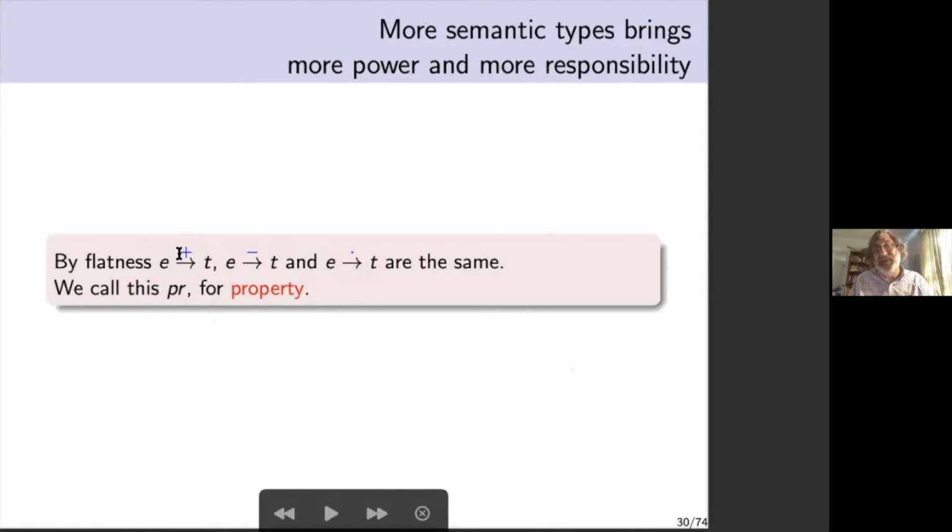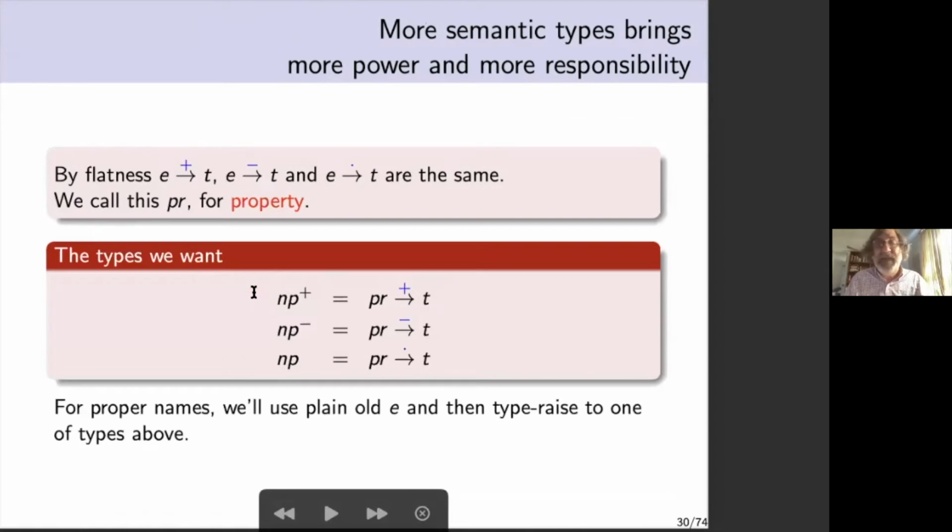So E to T, so these are all the same. Since E is interpreted flatly, this one flatly, and this one dot, they're all the same. And I'm going to call this property. And so what we're left with is actually only three versions of the noun phrase type: property to truth value, plus, minus, and the dot.